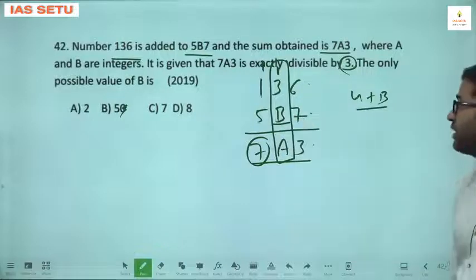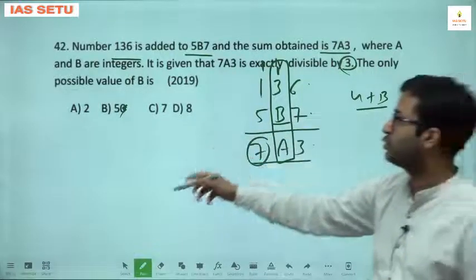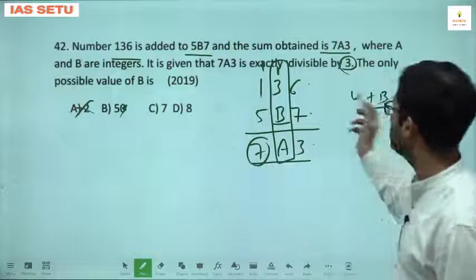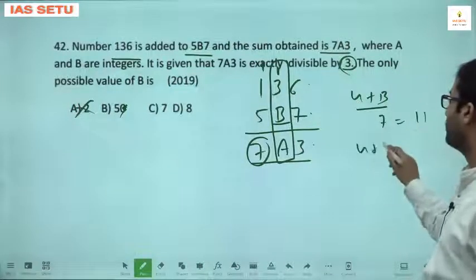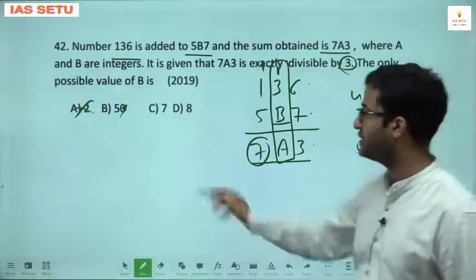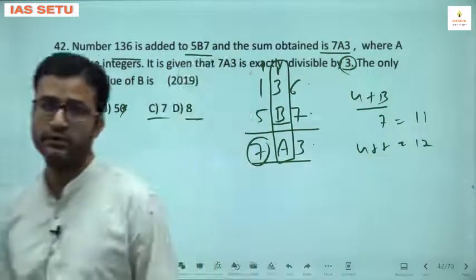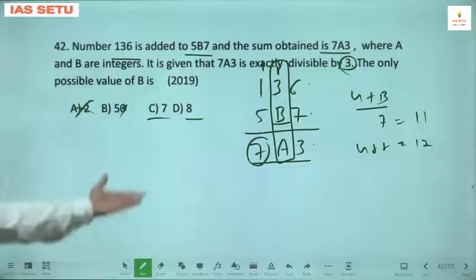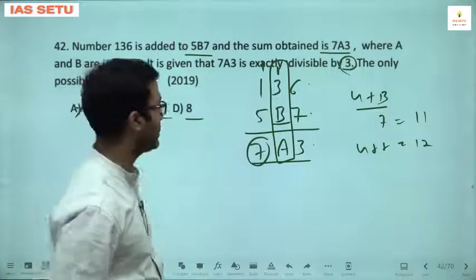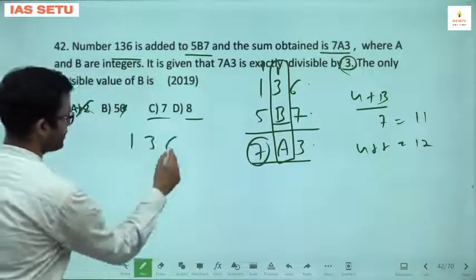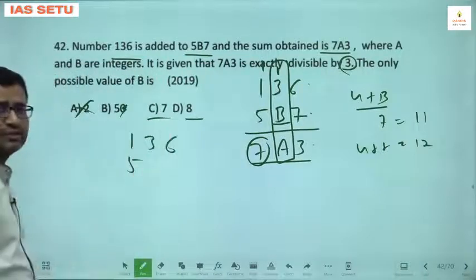Then only there will be carry forward. So 4 plus 2 is 6, 4 plus 5 is 9, 4 plus 7 is 11, 4 plus 8 is 12. Either the answer is 7 or 8, because a carry forward has to be there. Otherwise it has to be 6. So this value has to be more than 10. So 1, 3, 6. Try the answer options.